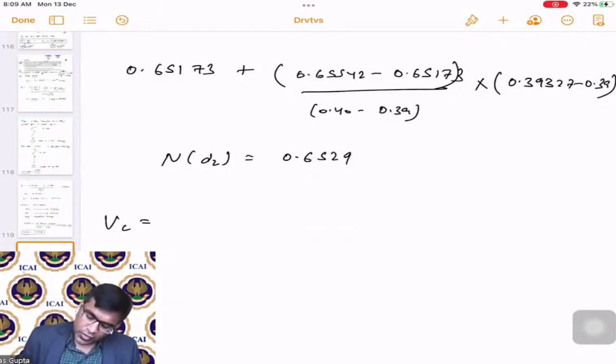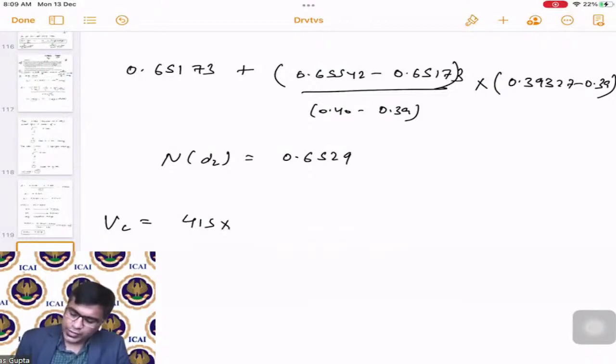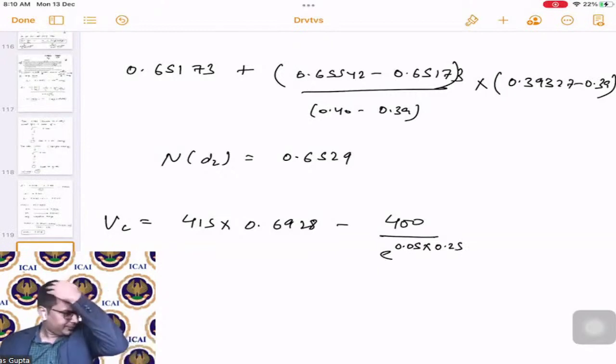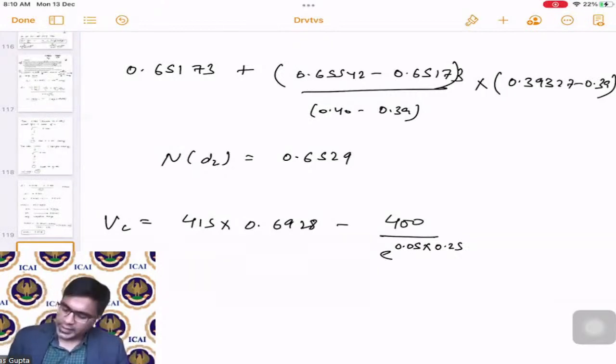So the value of call option is equal to 415, which is the spot price, multiplied by the ND1 value, which is 0.6928, minus 400, the exercise price. The present value is divided by e raised to the power RT. So the R is equal to 5% and time is equal to 3 by 12. So 3 by 12 can be written as 0.25. That should be okay. And this whole multiplied by 0.6529, which is the ND2 value we just calculated.